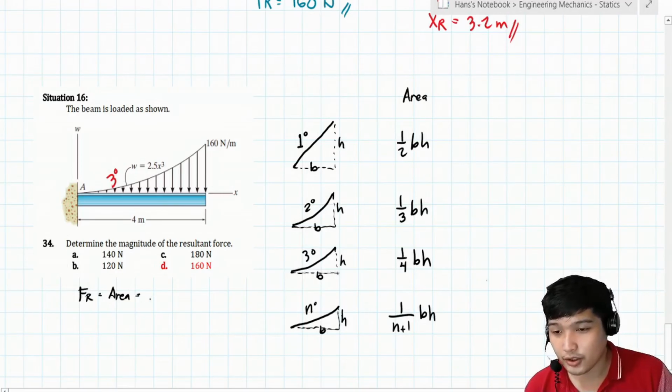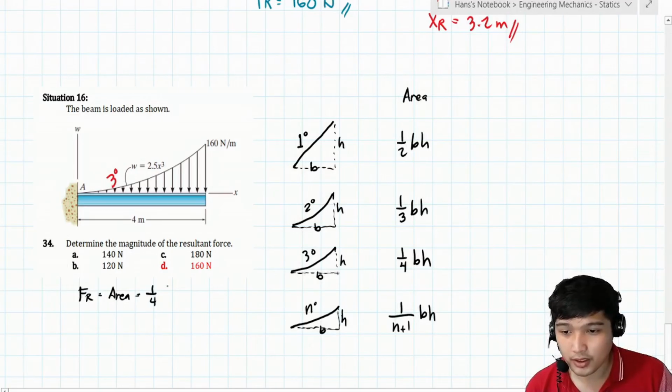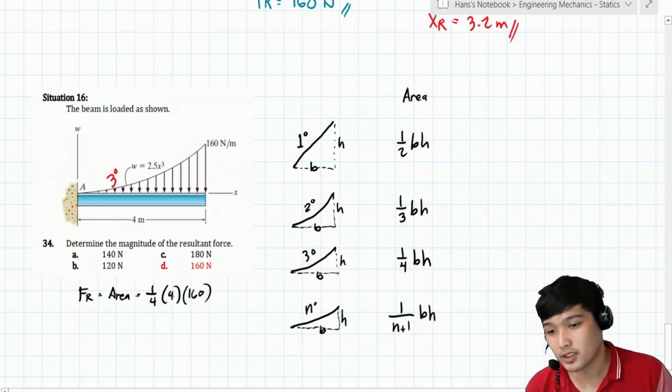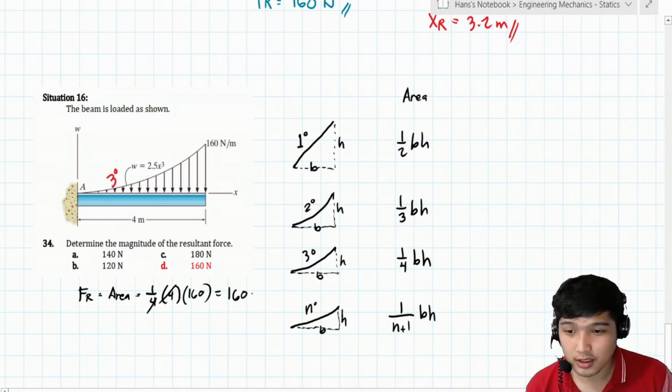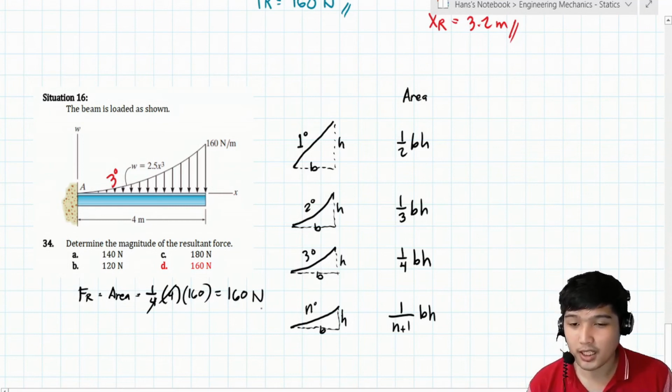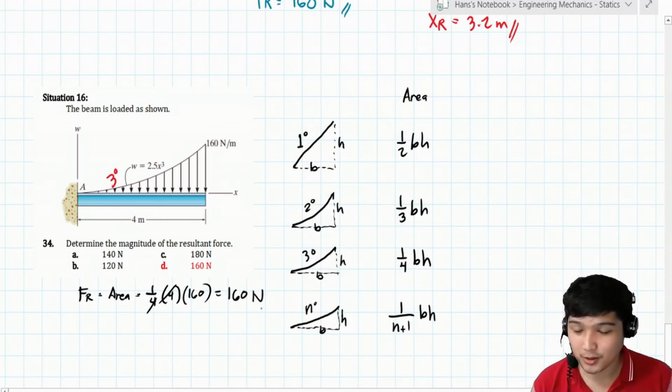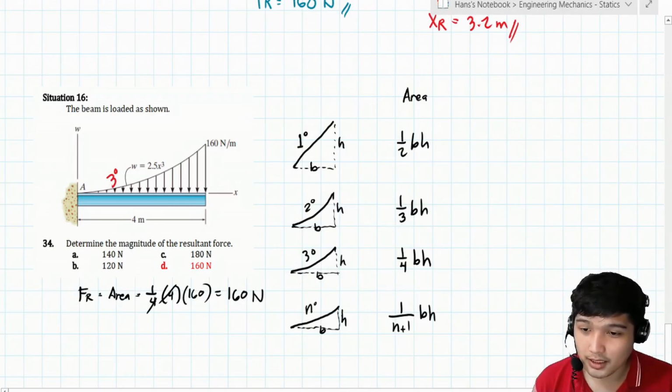So, area ng third degree, ilan yon? 1/4. Base is 4. Height is 160. So, magka-cancel lang 4. O, tama nga, class. 160 Newton. So, walang kahirap-hirap. Ang bilis lang palang masolve ng ating resultant.